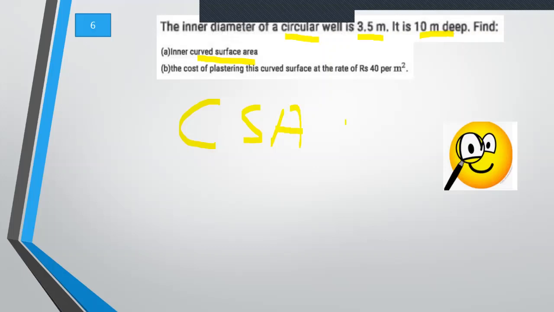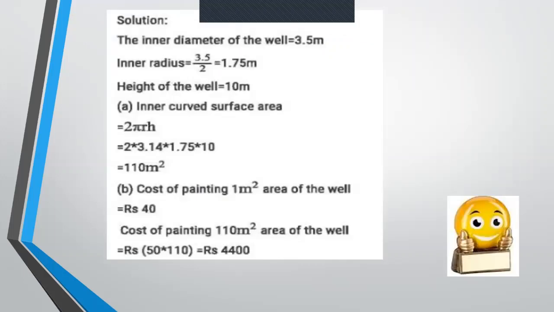Again, there are two questions in MCQs. It is not possible, either of it you'll get. One you'll get. Give me the CSA first. The inner curved surface area is 110 meters square. Don't guess, because whatever you are saying, that wrong answer will also be there, and then that will confuse you.